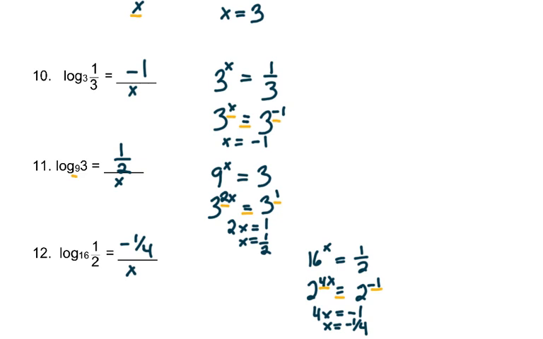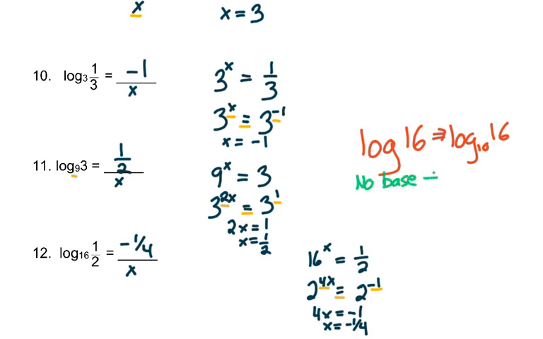All right, and that is all for this video. There was one more thing that I wanted to go over. You can notice that all of these logs have a base number written. If there is no base written, so if it's just log of 16, for example, this means that it is log base 10 of 16. So when there's no base written, it means the base equals 10.